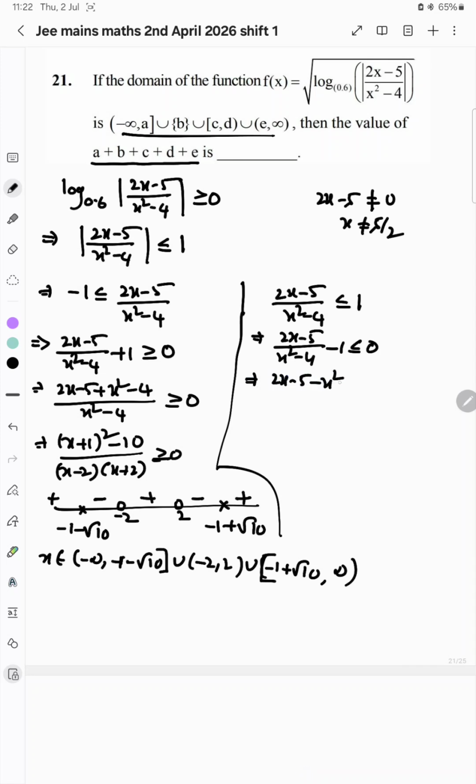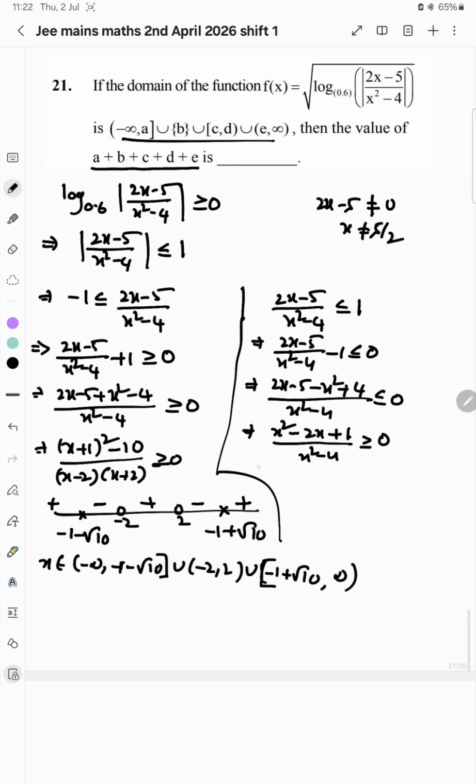2x minus 5 minus x square plus 4 by x square minus 4 is less than or equal to 0. Okay, now minus x square plus 2x minus 1 is there, right? So let's take minus common from the numerator, so that we will get plus x square minus 2x, 4 minus 5 is minus 1, it will turn to plus 1, and minus if you are applying to the right side, the inequality must be changed. Greater than or equal to 0 will happen, right?